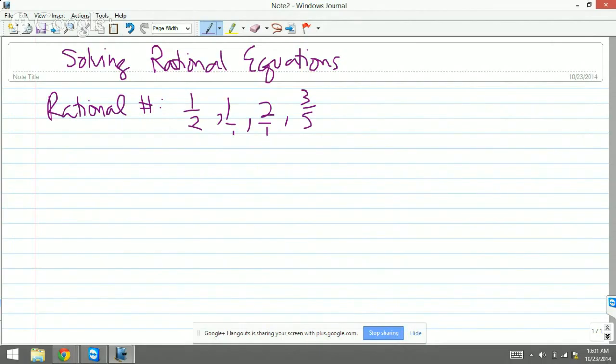Just to bring out the fourth grade in us, what do I need when I add fractions? Common denominators. We're going to have to calculate common denominators today with polynomials.